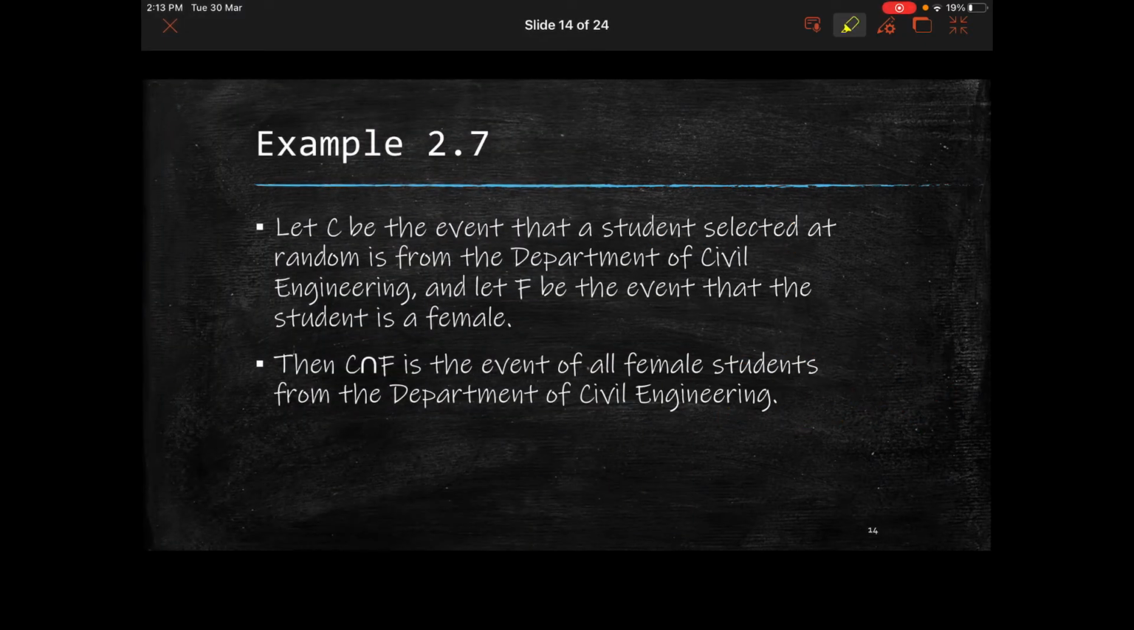Next example is using descriptive properties held by the members. In this case, we have a sample space of students from the Faculty of Engineering. Event C is the student selected randomly from the Department of Civil Engineering, and event F is for the student is a female. Then C intersection with F is the event of all female students from the Department of Civil Engineering.